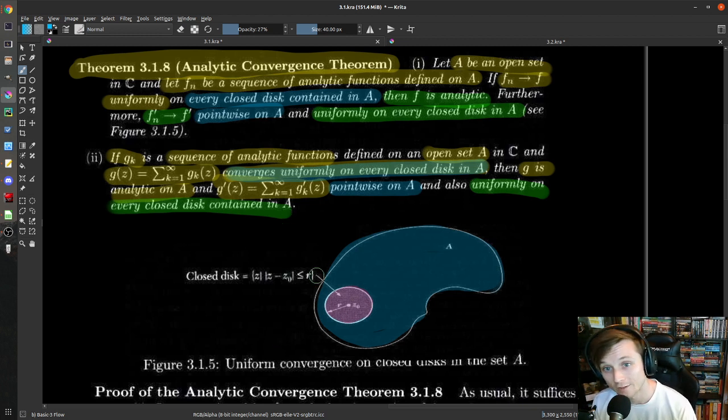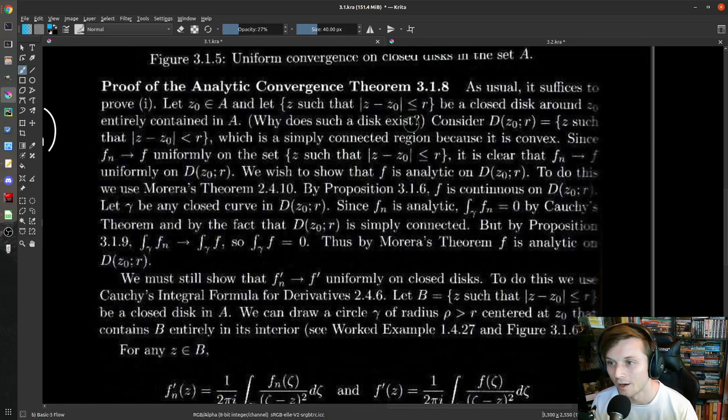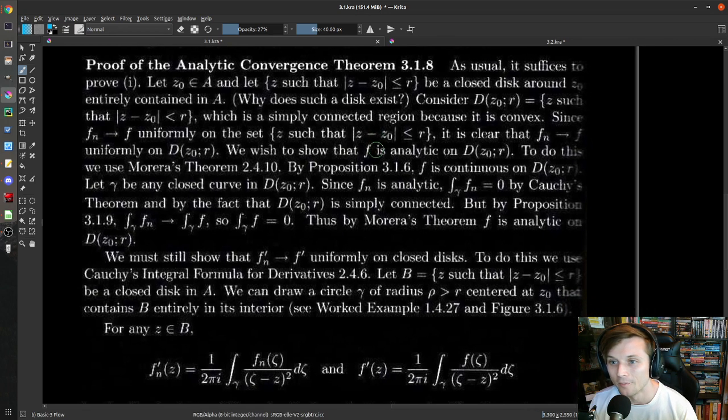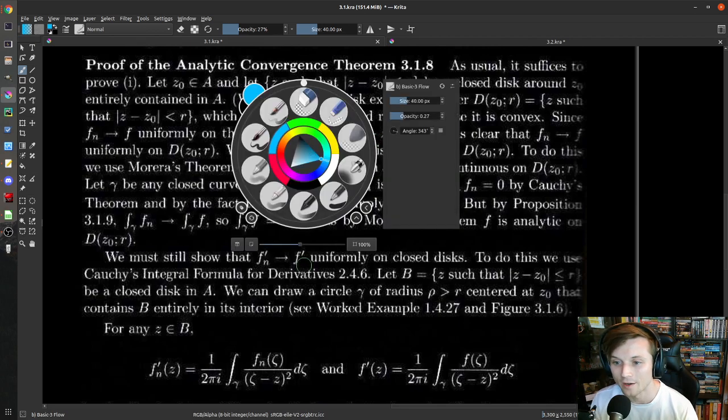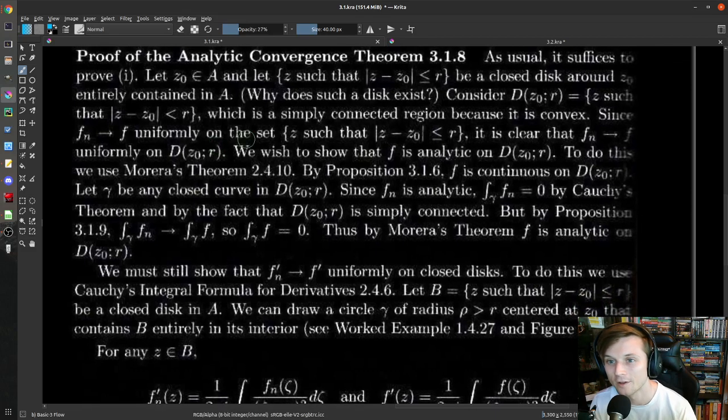Let's prove it. This is going to be fun because we'll get to finally tie back in everything we were doing in the last chapter. All right. Now, this is a verbose proof. I decided not to rewrite it just so we could have everything up on the screen, and I hope that helps a little bit for following along. So, proof of the analytic convergence theorem. Like I said, it suffices to prove the first part, since the second part is just a more restrictive form of the first part, though it is nice to see it.